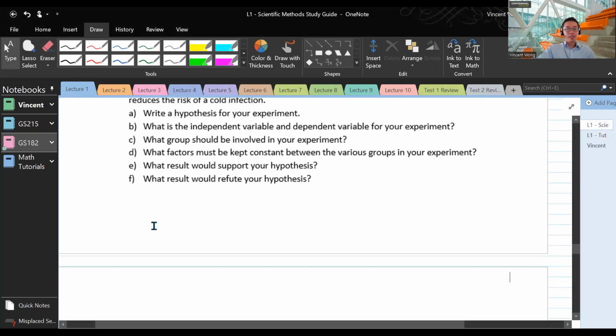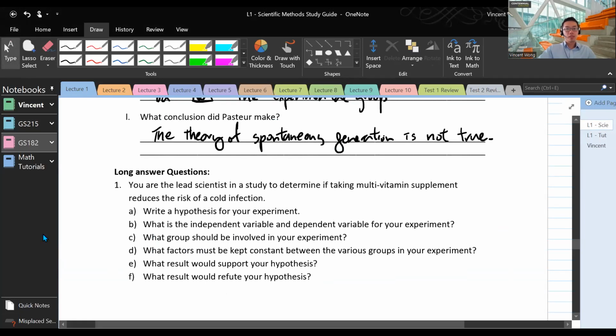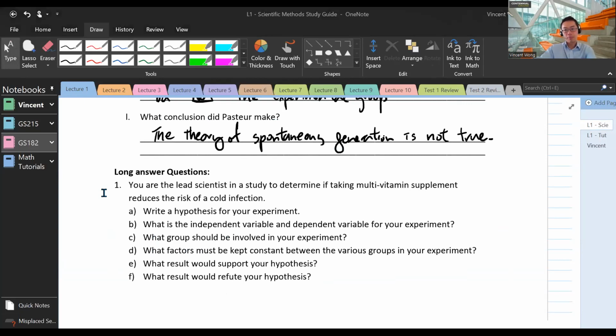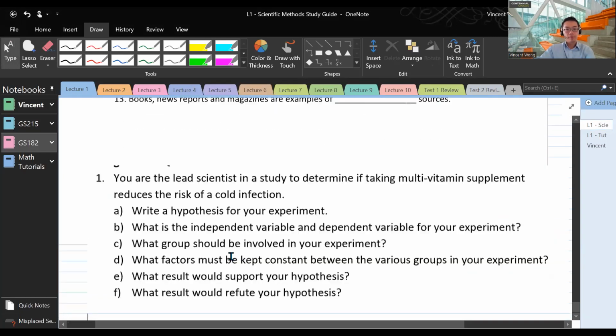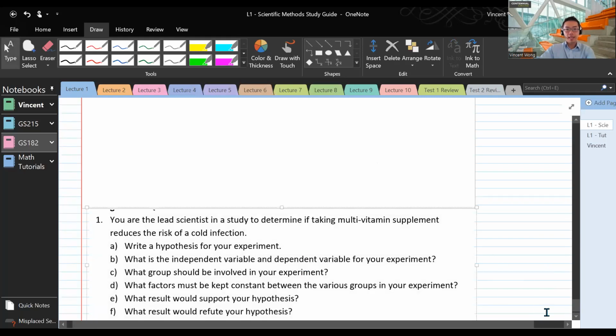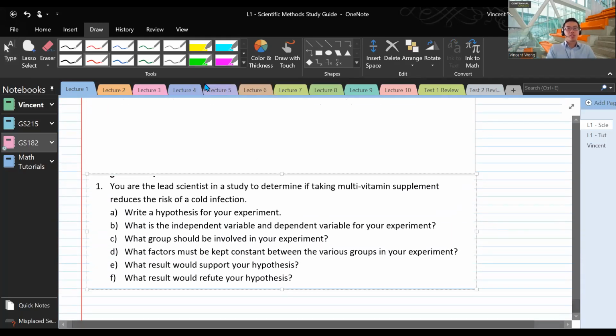Okay, here we go. Long answer questions. I am going to copy this onto the bottom, so we have more space for it. Okay, so just gonna copy that. Go all the way to the bottom here. Okay, so you are the lead scientist in a study to determine if taking multivitamin supplement reduces the risk of a cold infection.